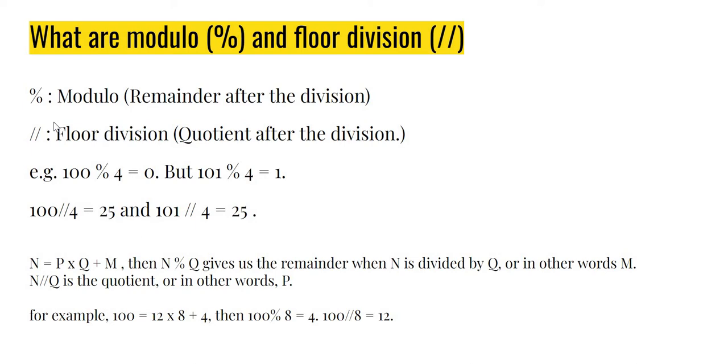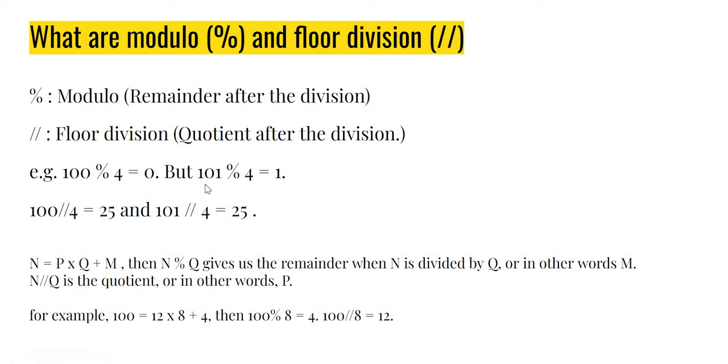Now, let's come to this. Percentage or modulo basically means a remainder after we have done the division. Double forward slash, which is two forward slashes back to back, is floor division, or in other words, the quotient after a division. Let's look at some examples. It becomes more clear. If I look at, for example, 100 modulo 4, or say 100 percentage 4, I'm going to get a 0 because 4 we know is a factor of 100, or in other words, 100 is divisible by 4. If I divide 100 by 4, I get 0 as a remainder.